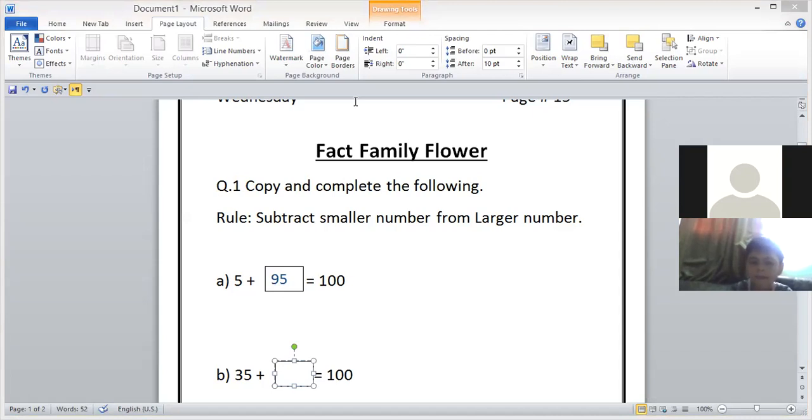35 plus dash is equals to 100. Yes, guys, 35 plus dash equals to 100. Answer me in the chat box. 35 plus what equals to 100?